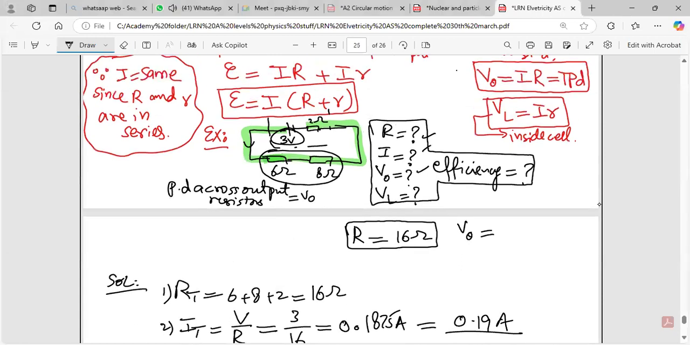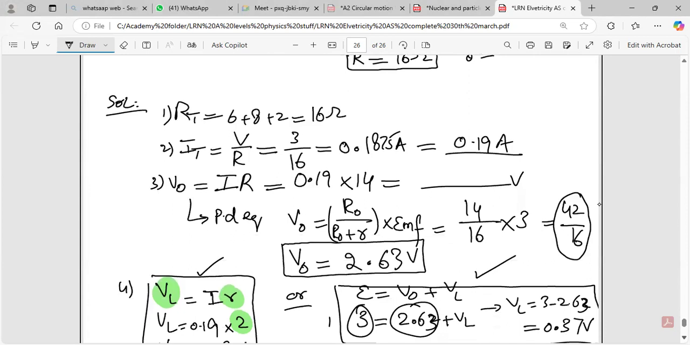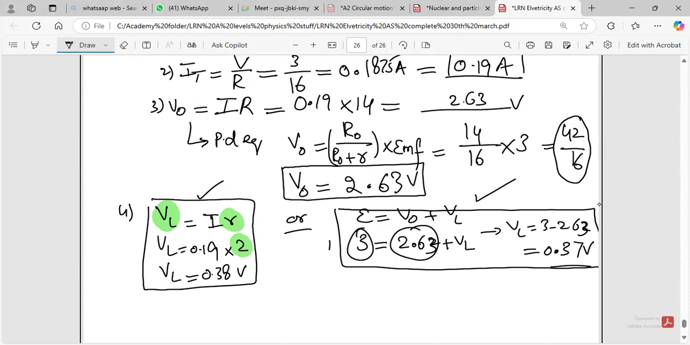Okay, so if you have solved, you can just check these answers. So these are the answers for this. Lost voltage is 0.38. Now the last thing is, you have to find the efficiency of this cell.